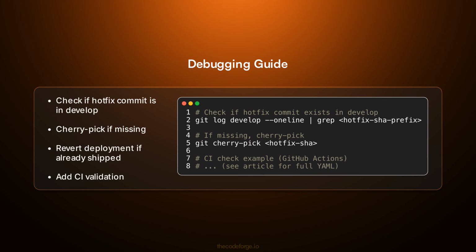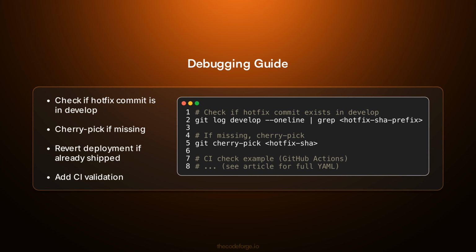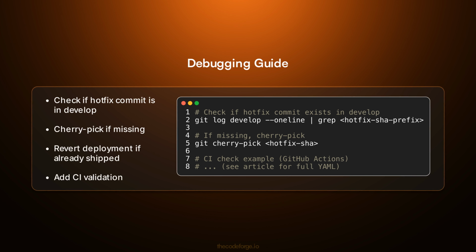When debugging a regression, first check if the hotfix commit exists in develop's history using git log. If missing, cherry-pick it. If the release already shipped, revert the deployment, backport the fix, and retag. Prevention is key. Add a CI check that verifies hotfix commits appear in both main and develop.